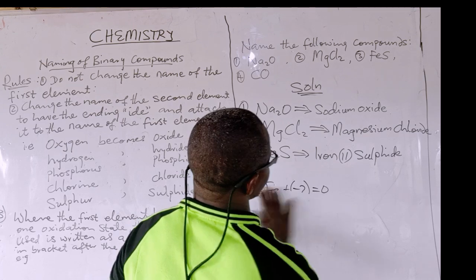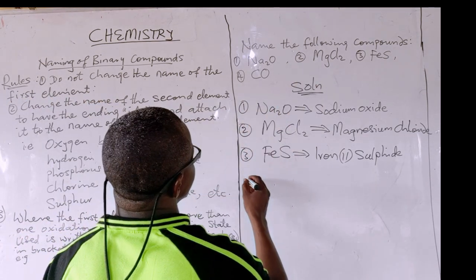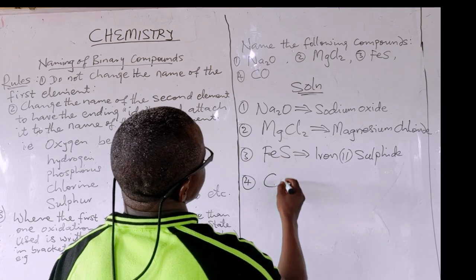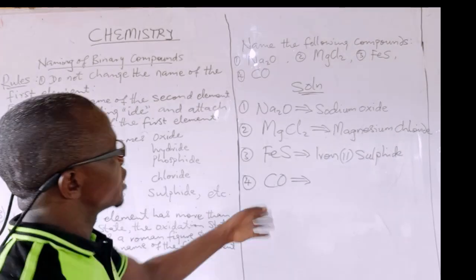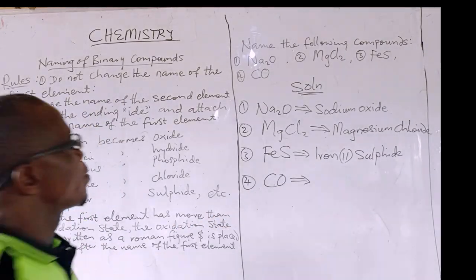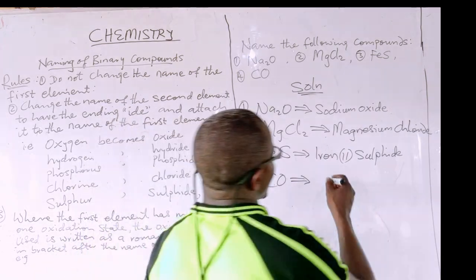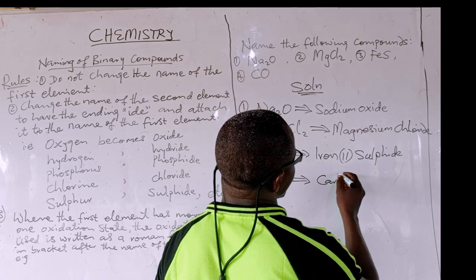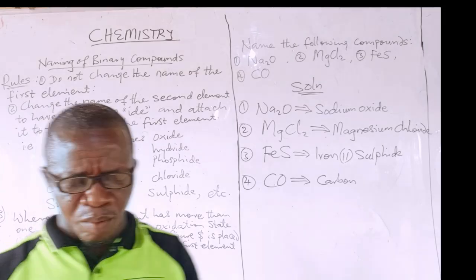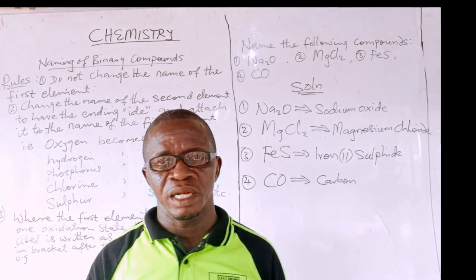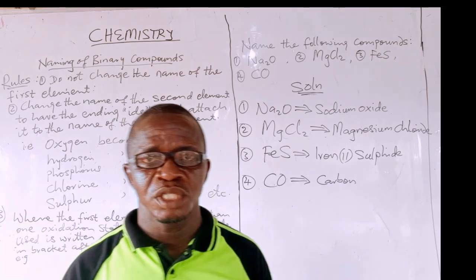Okay, so let's go to the last one, which is number 4, CO. What is the name of that compound? The same thing will be applicable here. Now, the name of the first element is what? Carbon. I will just write it because I was told not to change it. After that, carbon is among the first 20 elements, but it's not a metal. It's a non-metal. Non-metal like carbon has variable oxidation state.